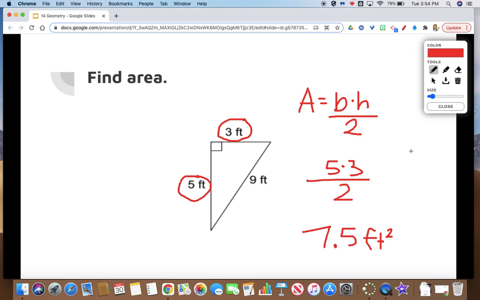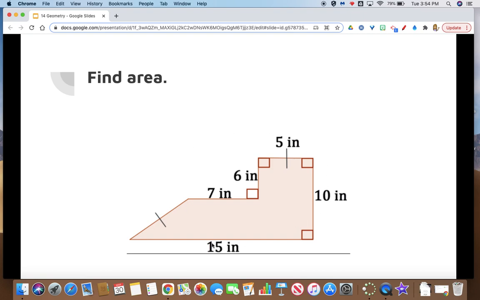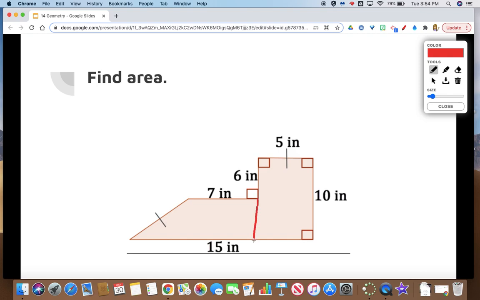Let's move on to a composite figure. In a composite figure, they're kind of these strange shapes that we're not able to find area of all at once. We need to draw some lines to split this figure up to make it a little bit easier on ourselves. We can do this a few ways. I could draw a vertical line like this to create a rectangle and a trapezoid. Or I could draw a horizontal line like this to create a rectangle up top and a trapezoid below.